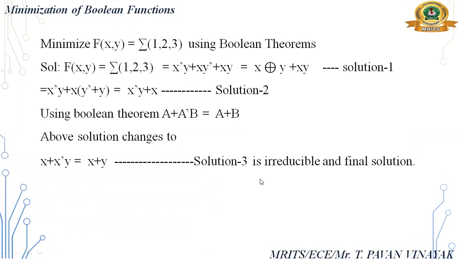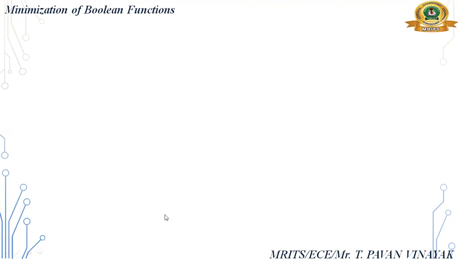So using Boolean theorems, someone stops at the first solution, someone stops at the second solution. If they have more knowledge, then we get the third solution. Otherwise, mostly everyone stops at the second or first solution. So this is the disadvantage of Boolean theorems. To rectify that, we start the K-map. So let us see what a K-map is.